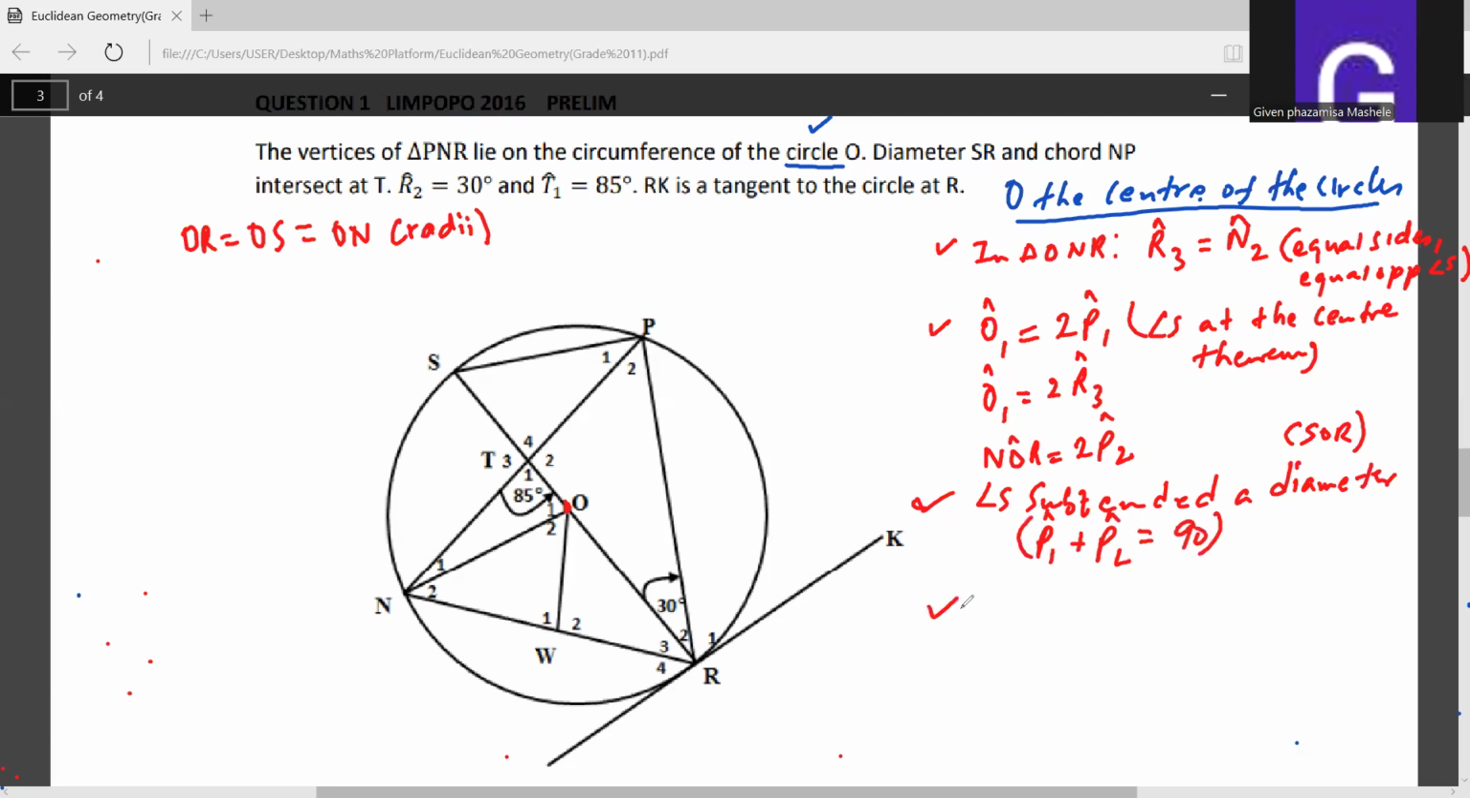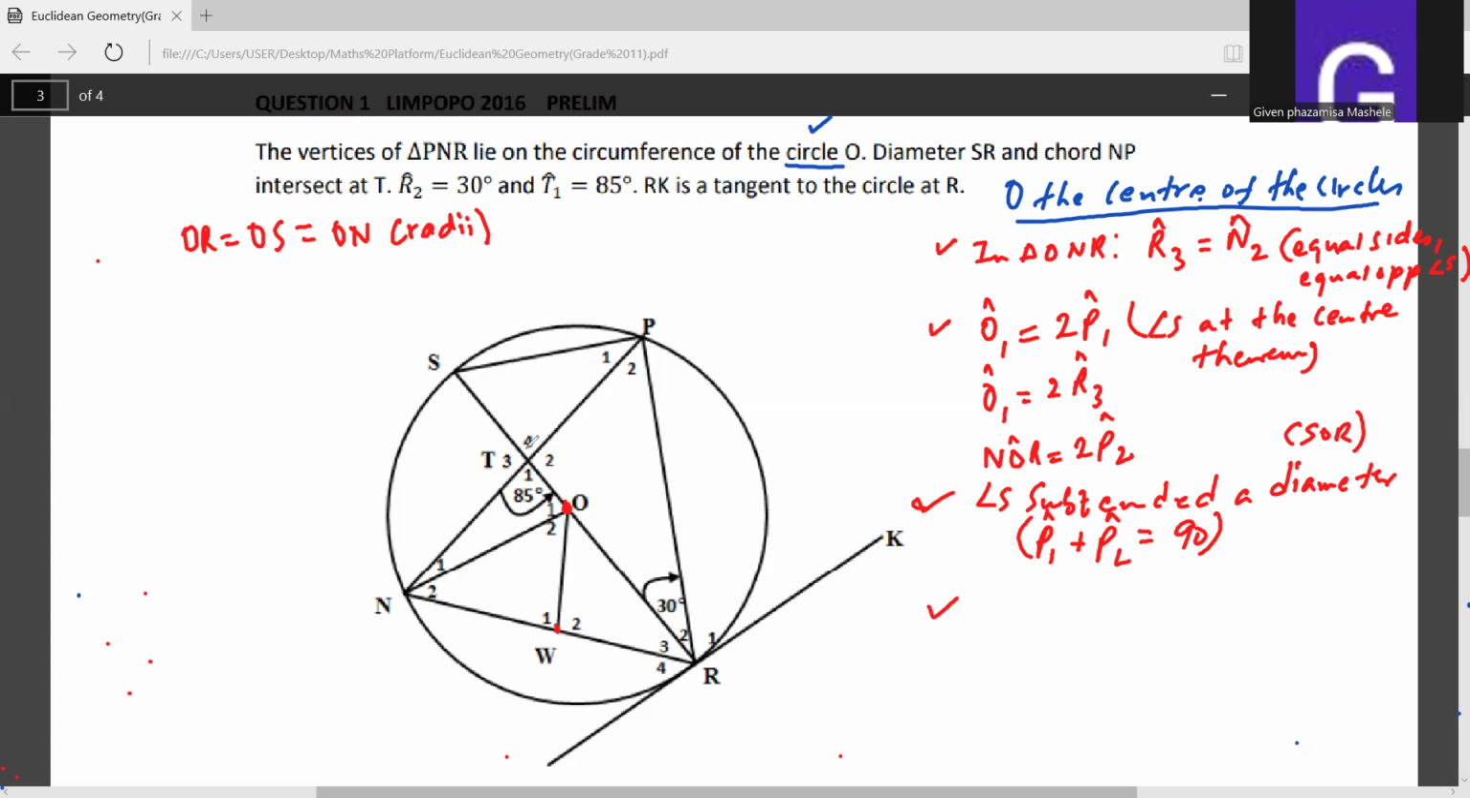Then number 4, we need to look for the perpendicular bisector theorem. What does the theorem say? A line drawn from the center of the circle, perpendicular to the chord, bisects the chord. Do we have such a line? Yes, there is a line drawn from O to W, but we are not told anything about whether W1 and W2 are 90. Since we are not told that W1 and W2 are 90, we do not have it for now, unless we prove that W1 and W2 are 90.